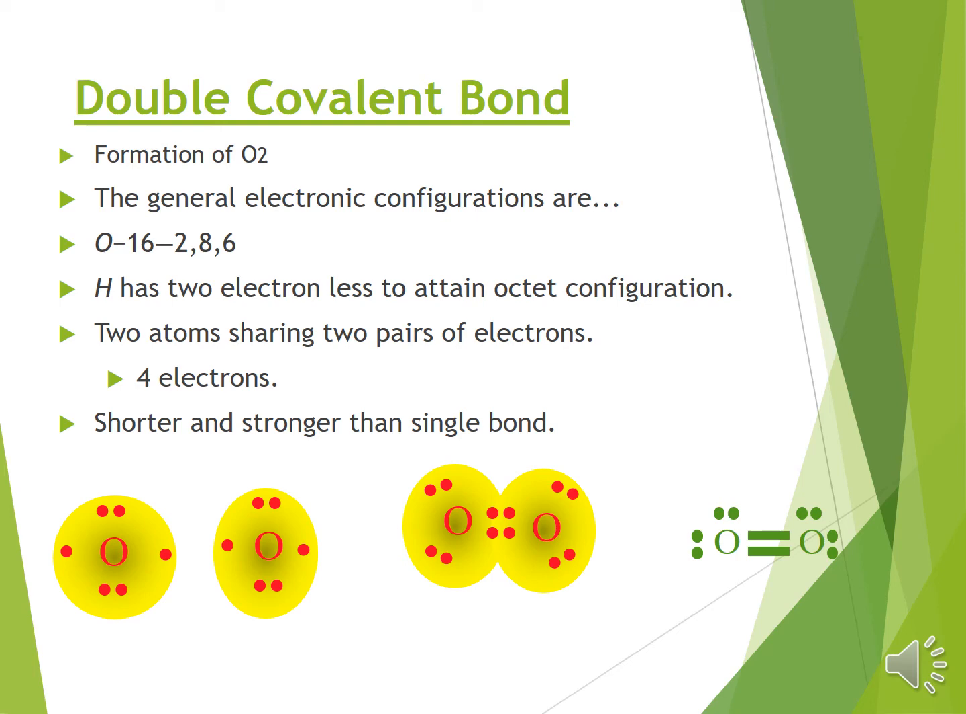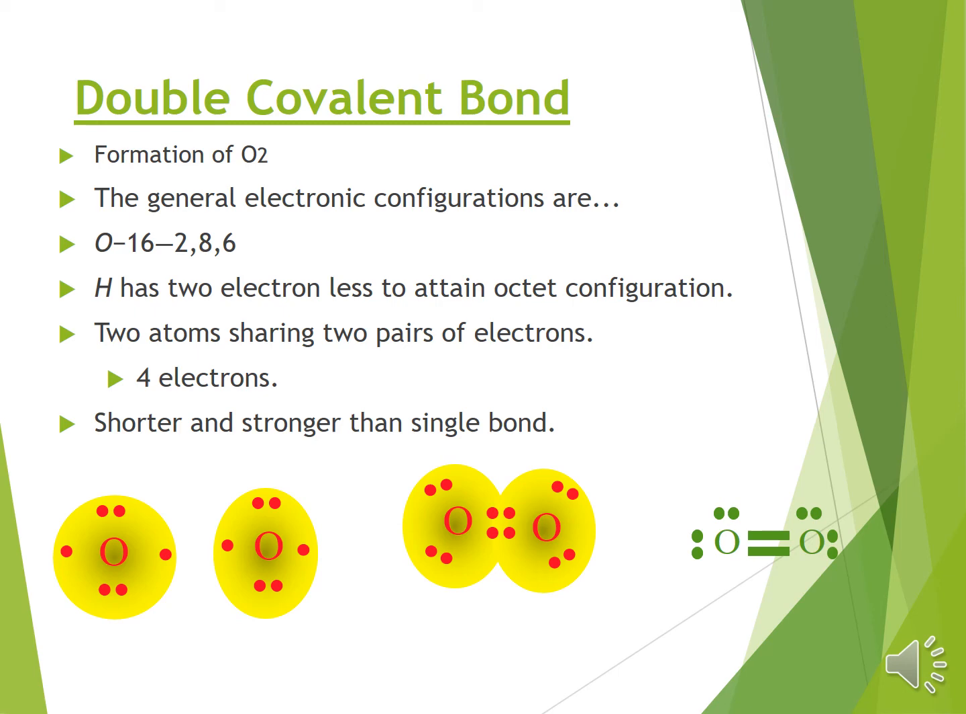Next one, double covalent bond. What is the meaning of the double covalent bond? It is represented by 2 lines. How will it form? See the example of oxygen. Atomic number of oxygen is 8, configuration is 2, 6. Each oxygen is having less 2 electrons to complete its octet.